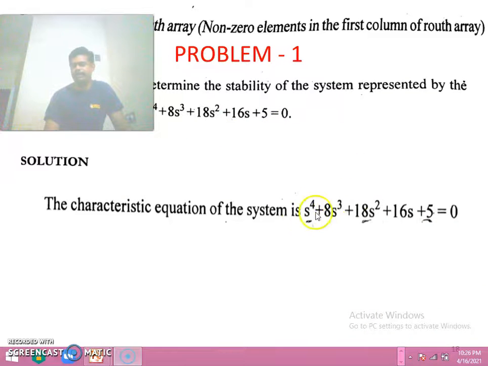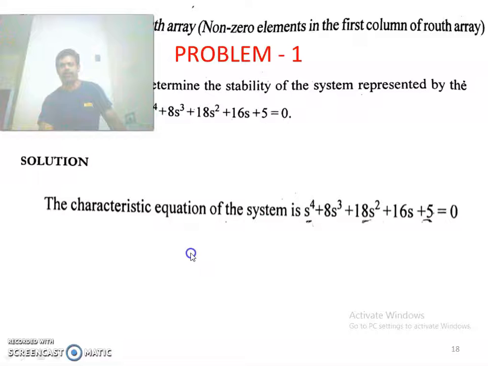Here in this given characteristic equation, the highest order of s is s to the power 4. So the first row we will write as s to the power 4. First you are writing 1. You skip this one and take the next one, that is 18 s square, next one 5. So the first row will have the elements 1, 18 and 5.